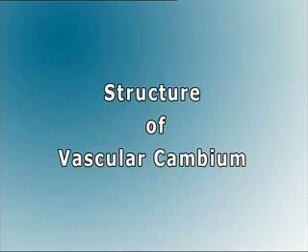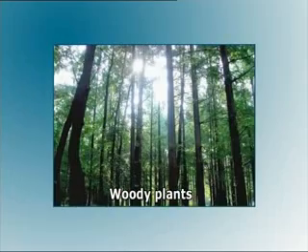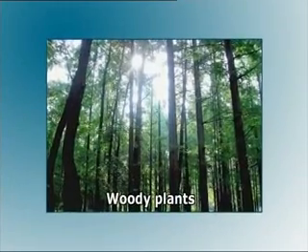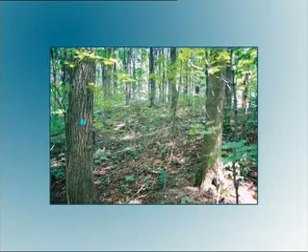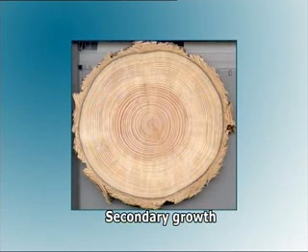Dear students, today our topic is regarding the structure of vascular cambium and its functions. As all of us know, woody plants like trees and shrubs live for many years. Each year, new primary growth is resumed and the plant increases in length at its growing tips. In addition, the plant increases in diameter or girth. Increase in girth is called secondary growth and results from the activity of cambium.